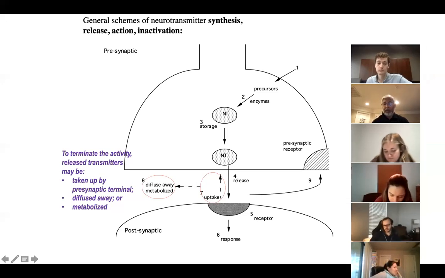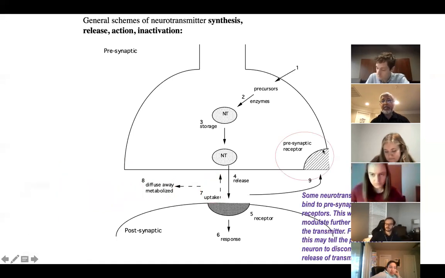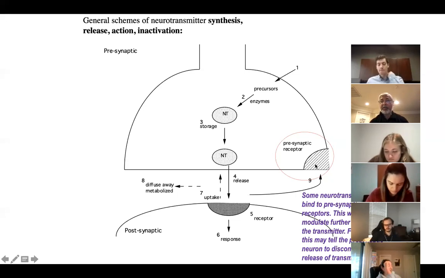Okay. Now, another thing can happen: there are some receptors in the presynaptic terminal as well, in the presynaptic membrane. Some of the neurotransmitter can bind to the presynaptic receptors and modulate the further release or stop the release of the neurotransmitter. For example, if you have enough here, some of the neurotransmitter will bind to the receptors, and they will inhibit the further release of neurotransmitter from the presynaptic membrane.